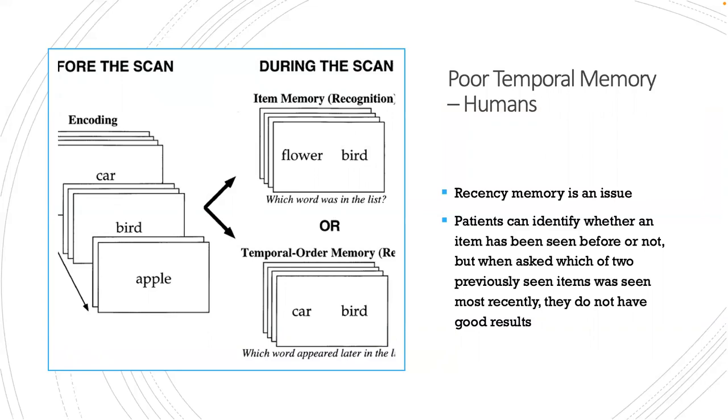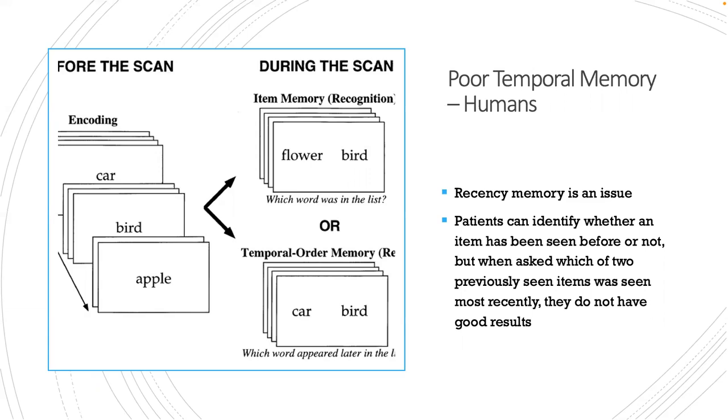Either way, the subject's task is to indicate which of the two words or pictures they saw more recently. So successful performance would require you to recall the order that they were originally presented in. So here, like apple, bird, car, or the arrow is pointing the other way, so maybe it was car, bird, apple. Regardless, let's say it's car, bird, apple, and then you're shown the card with car and bird on it. Most recently, you would have seen bird, not car.